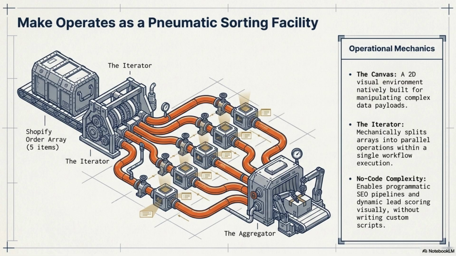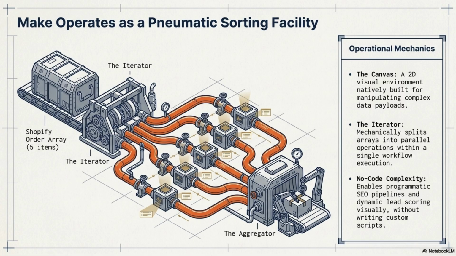Items move down the line, getting stamped one by one. If an item needs special treatment, someone has to physically pull it off the belt. I like that. Make is more like a modern sorting facility with pneumatic tubes and diverter gates. You can split a box open, send the contents down 5 different chutes simultaneously, run them through different scanners, and then box them back up at the loading dock. That is a perfect analogy.